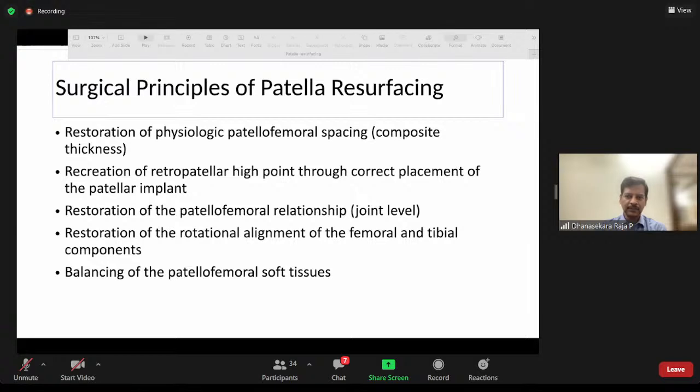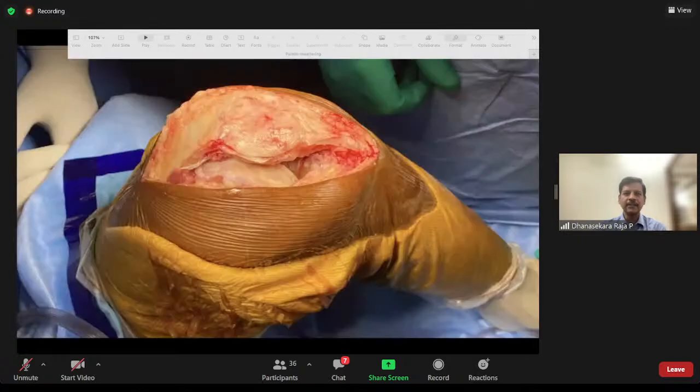Restoration of patellofemoral relationship, that is joint level. Restoration of rotational alignment of the femoral and tibial component. That's very important, because small rotation of the femur or tibia can change the patellofemoral kinematics, and balancing of the patellofemoral soft tissue, which I'll discuss in detail. So this is a video of patellar resurfacing.